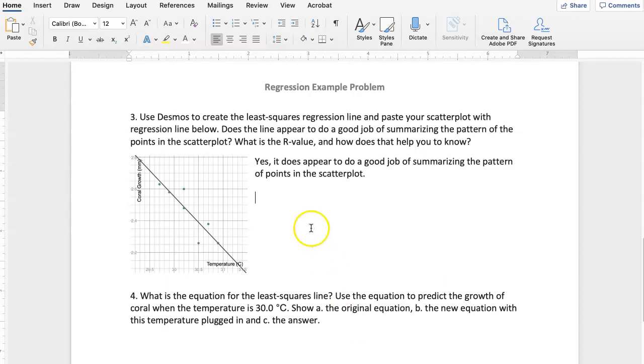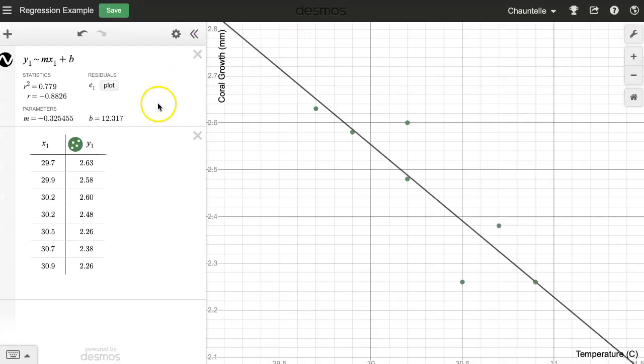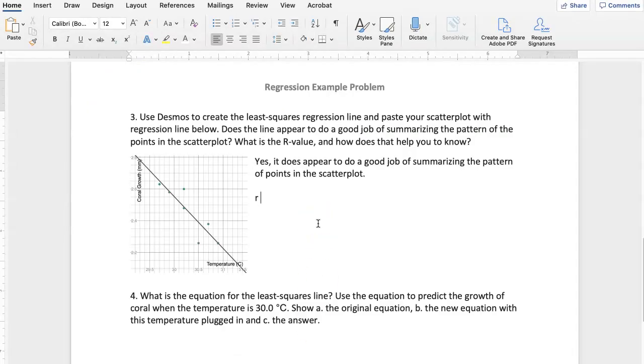I added a question here. What is the R value, and how does it help you to know that it is doing a good job of summarizing? So let's go back over here to our data. Now we have an R equals negative 0.8826. So I'm going to come back here and say R equals negative 0.8826, which is close to negative 1. And then you want to explain what that means.